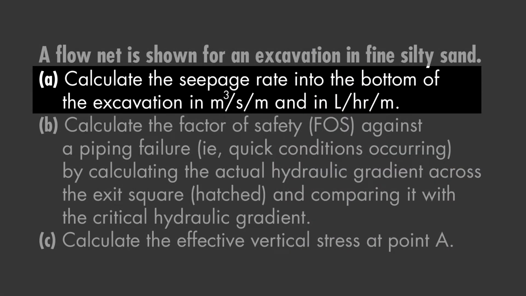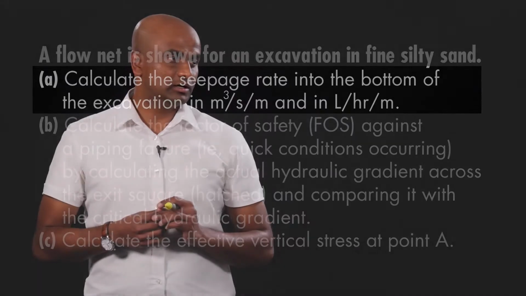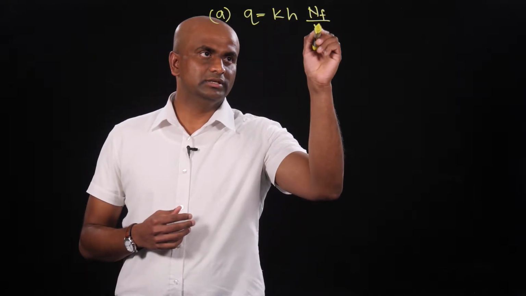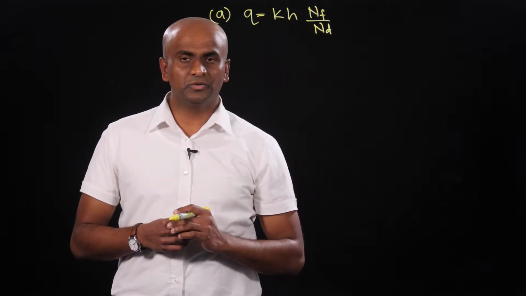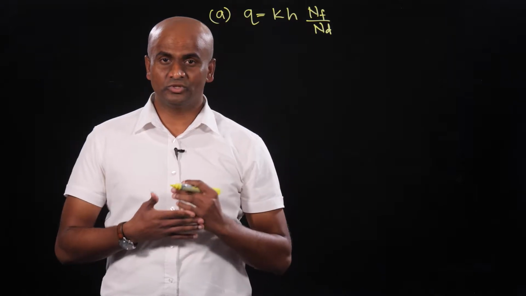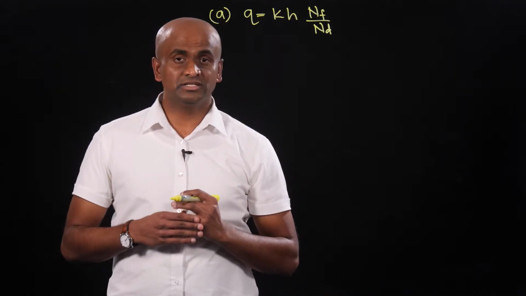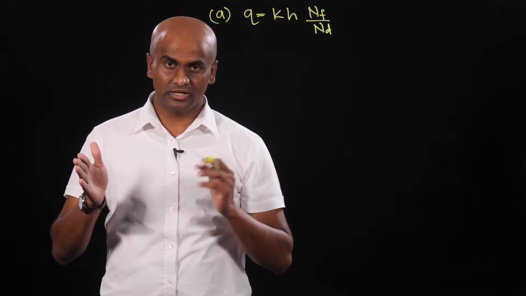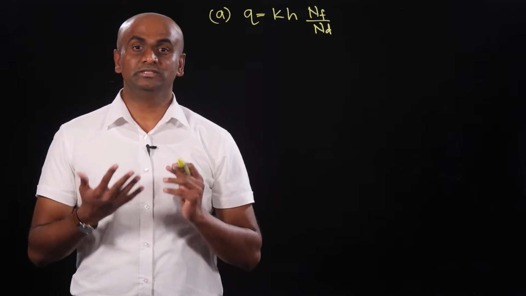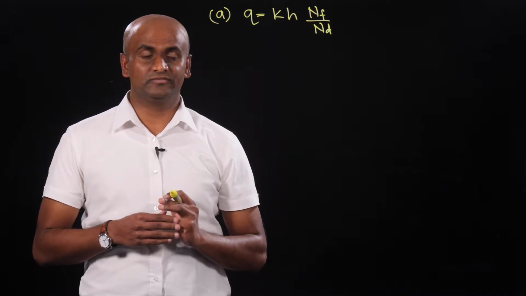Part A of the question asks you to calculate the seepage flow rate under the sheet pile. To calculate the seepage flow rate, we are going to use the equation Q equals K H times N_F divided by N_D. In this equation, Q is the seepage flow rate, and K is the permeability of the soil, which should be a known parameter, and H is the total head difference between the upstream side and the downstream side. N_F is the number of flow channels in the flow net diagram, and N_D is the number of equipotential head drops in the flow net diagram.